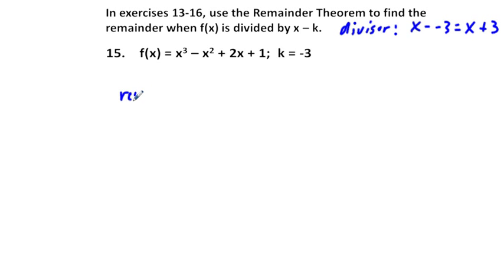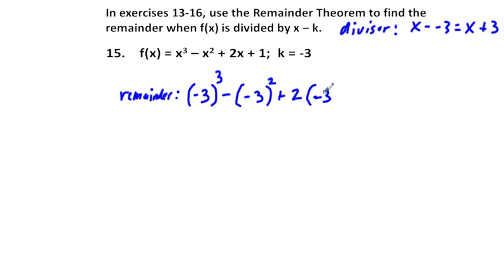And so remainder, what is our remainder going to be? Well, we plug in our negative 3, k, so we have negative 3 cubed minus negative 3 squared plus 2 times negative 3, and then plus 1. And so negative 3 cubed is negative 27. Negative 3 times negative 3 is 9. Minus, we're going to have minus 3 squared, which is minus 9. And we're going to have plus 2 times negative 3. That's going to be minus 6 plus 1.